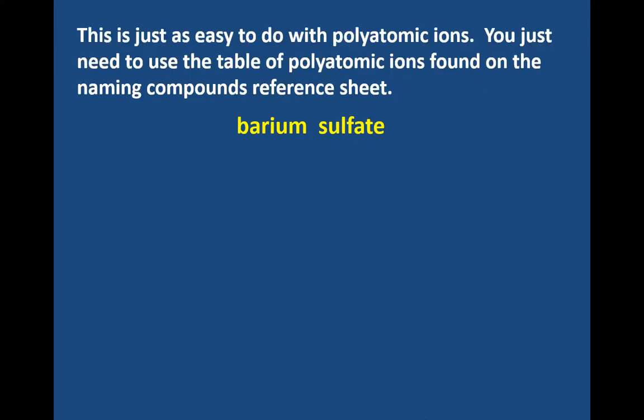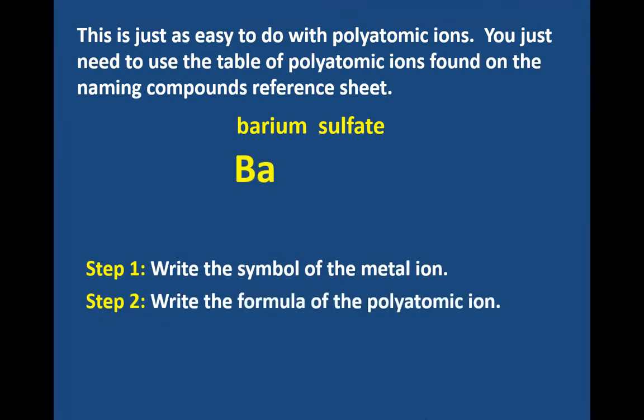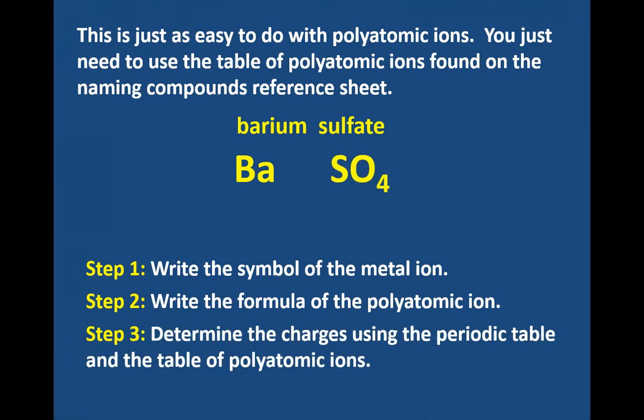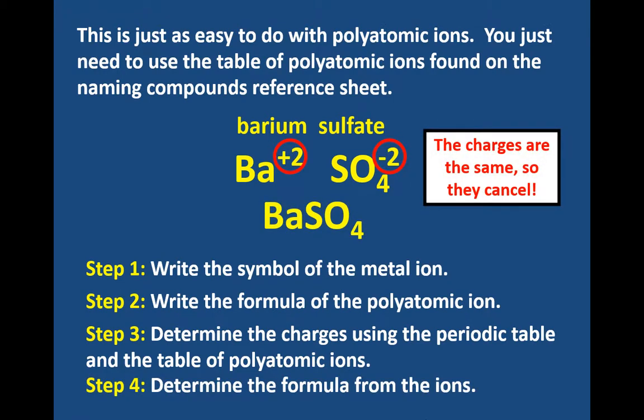This is just as easy to do with polyatomic ions. You just need to use the table of polyatomic ions found on the naming compounds reference sheet. So, barium sulfate: write the symbol of the metal ion, which is barium. Write the formula of the polyatomic ion, which is SO4, sulfate. Determine the charges using the periodic table and the table of polyatomic ions. So, barium has +2, sulfate is -2. Since the charges are the same, they cancel. So, the formula for barium sulfate is BaSO4.